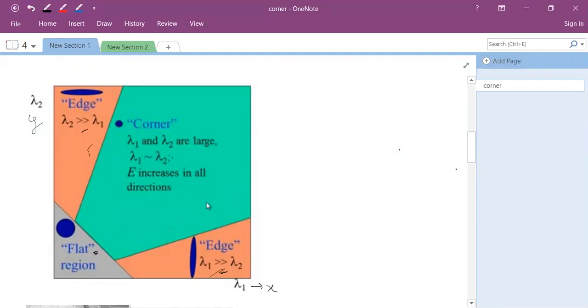So this is one of the important diagrams that you have to include in your exam whenever I tell you to explain the Harris corner detector. Also, for the exams, whenever I tell you to explain a particular algorithm, try to elaborate by using diagrams.